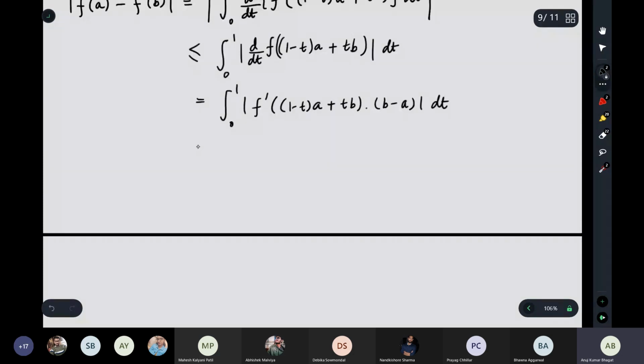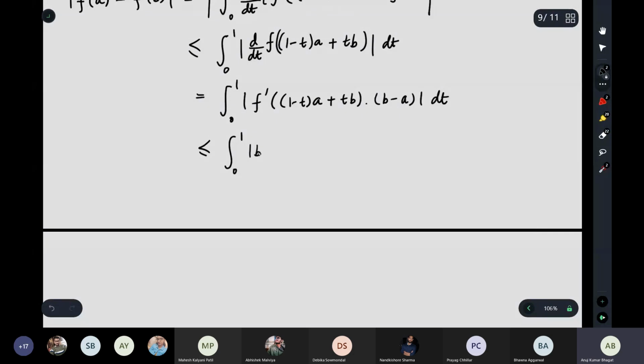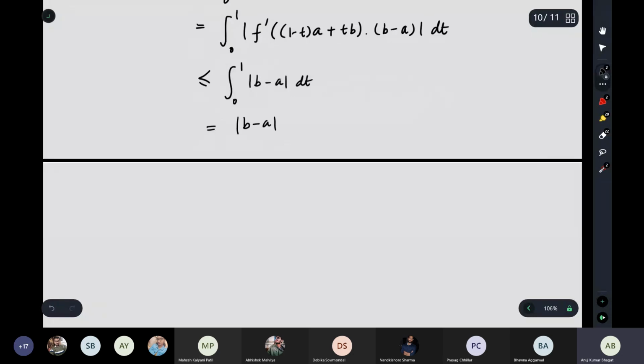So this is equal to, or I'll jump a step, lesser than or equal to the integral from 0 to 1, because the derivative is bounded by 1. So this will become 1, and this will remain with modulus of b minus a dt. And because b minus a is a constant, this will be modulus of b minus a times 1 minus 0, which is nothing but modulus of a minus b. Hence we are done.